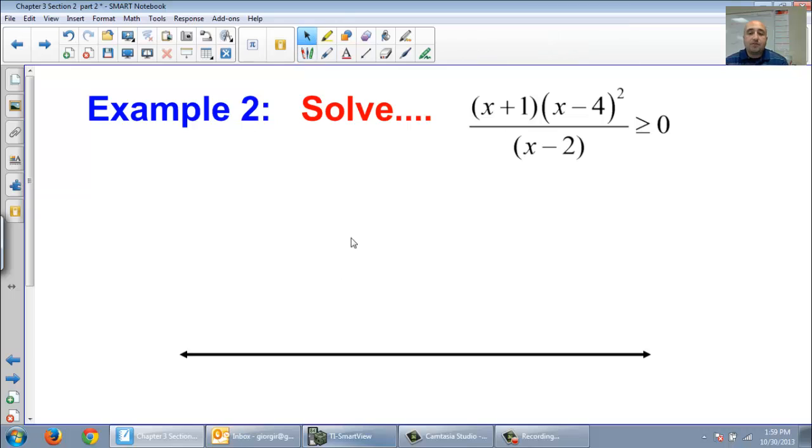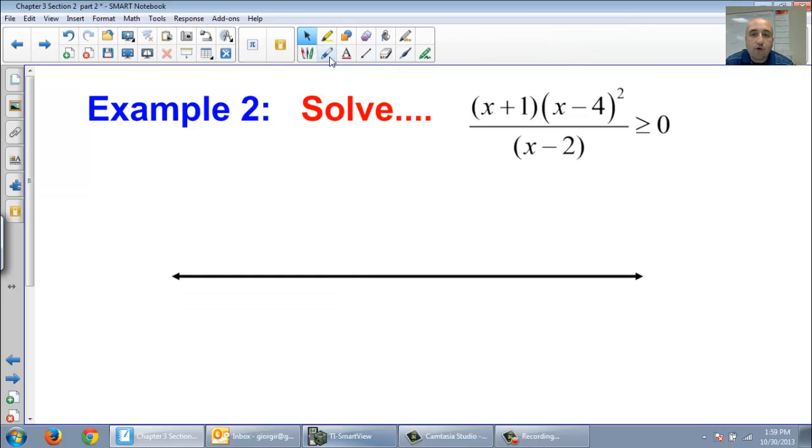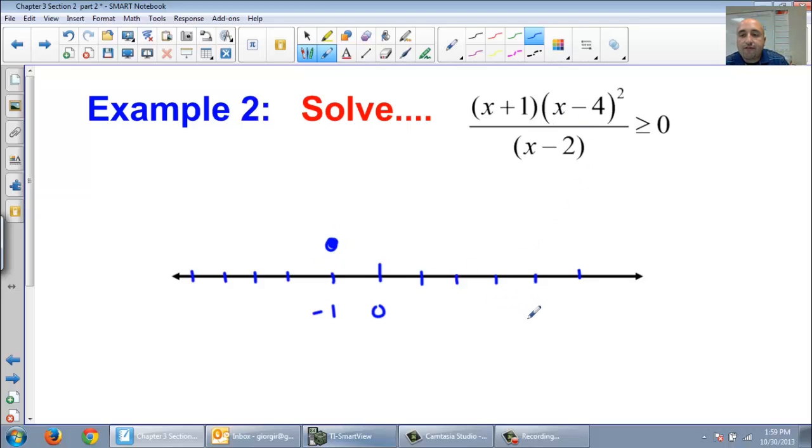Example 2, it's very similar to the last one. It's already factored for us. So what we're going to do first is plot our zeros. 0, 1, 2, 3, 4, 5, and 1, 2, 3, 4, 5. I'm always trying to make them as even as possible. All right, so x plus 1 is at negative 1. Closed or open, that's a closed circle. X minus 4 is at 4. That is also a closed circle. Notice that this is a double root. And then on the bottom, I have x minus 2, which is at 2, but it's going to be an open circle.